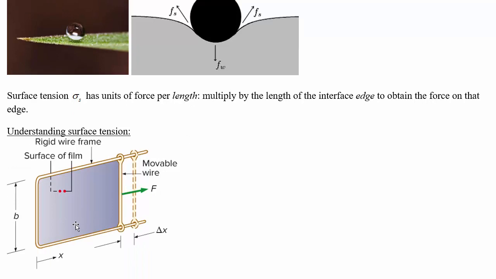Let's see what we mean by this. So here's maybe a soap bubble or something on this wire, and as we try to move this wire, we have to fight the surface tension. In fact, we have to fight the surface tension just to hold the wire in place. The surface tension is going to want to make this collapse.